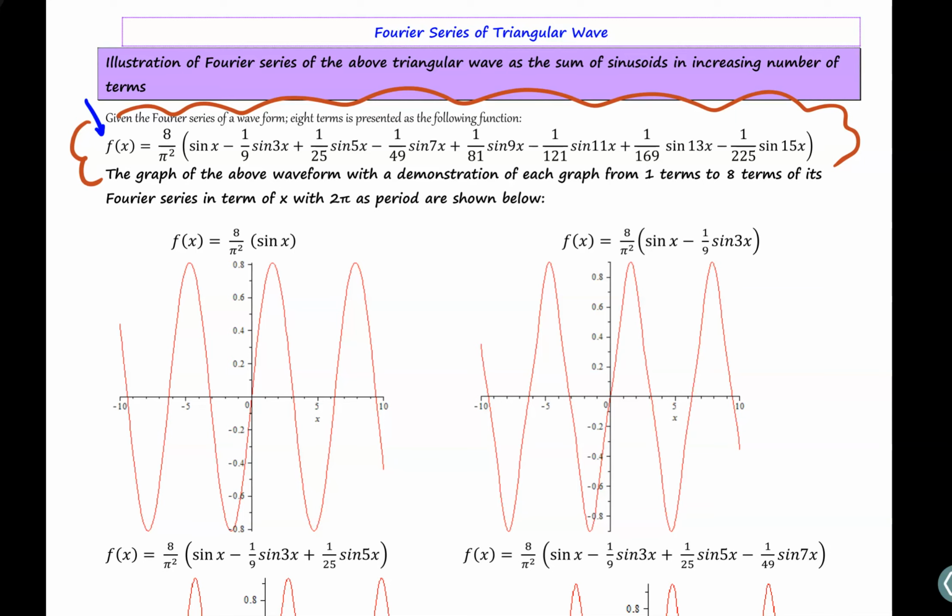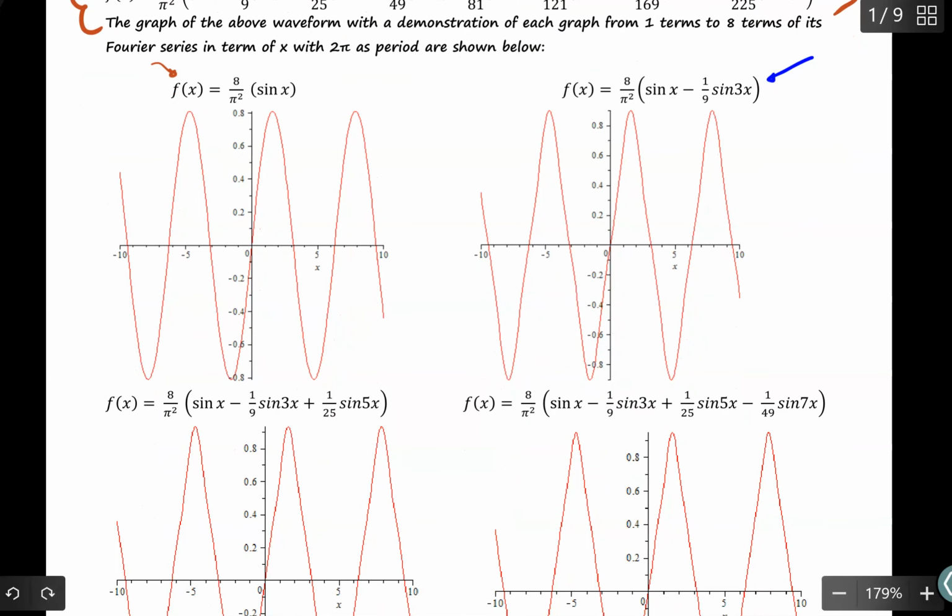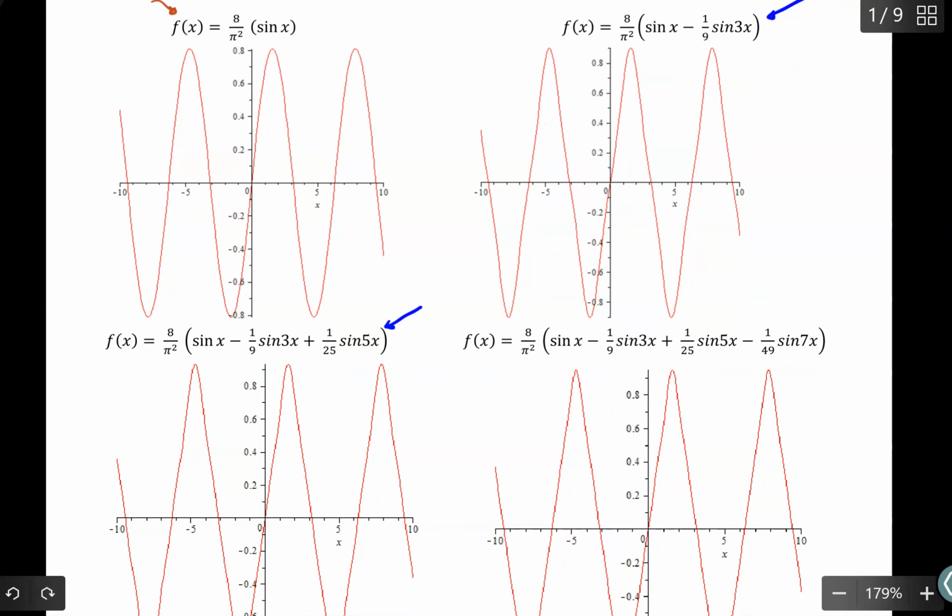First of all, if I have just one term for f(x), you see it is a sine wave. Then I add more terms. I add negative 1 over 9 sine of 3x. You see that the tip of this sine wave is getting sharper. So I add another term, and you see the change in the behavior of this sine wave.